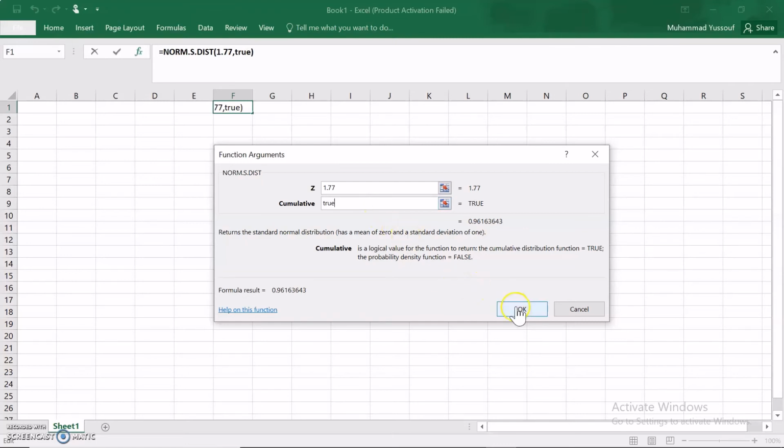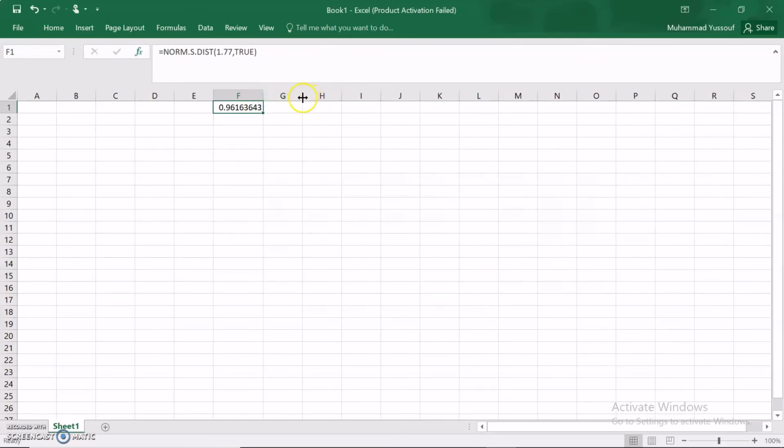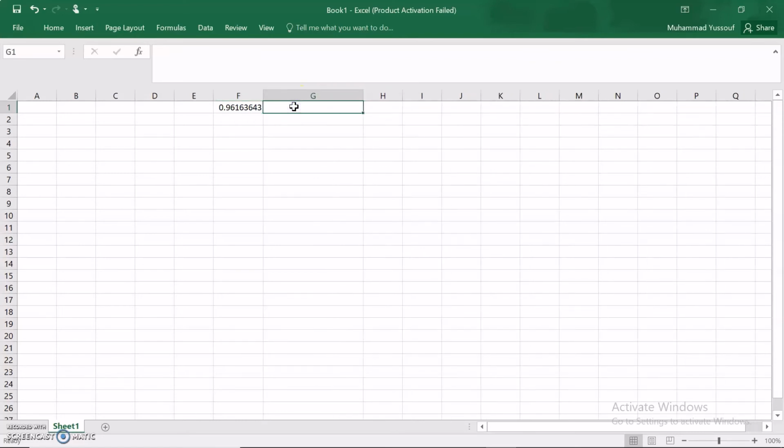Now the answer comes out to be this one. But be careful. This is not the answer we're looking for. The table or Excel always gives you the area to the left of the test statistic. But we're looking for the area to the right of the test statistic. So I'm going to use smart thinking and subtract this area from 1. I'm going to write an equal sign, and I'm asking, please subtract from 1 the content of this cell.